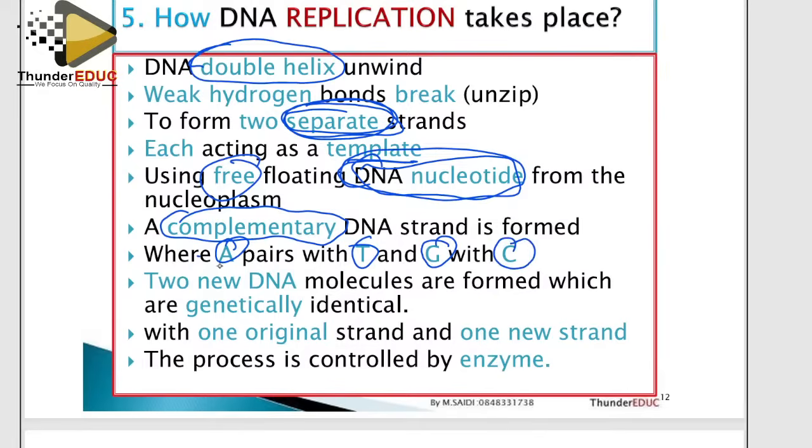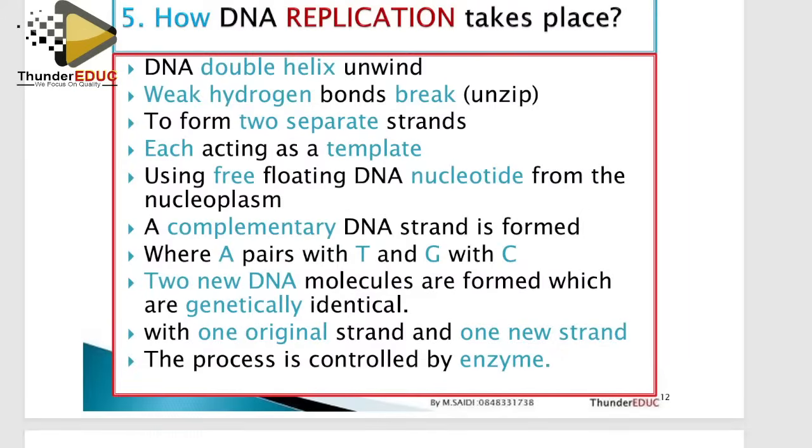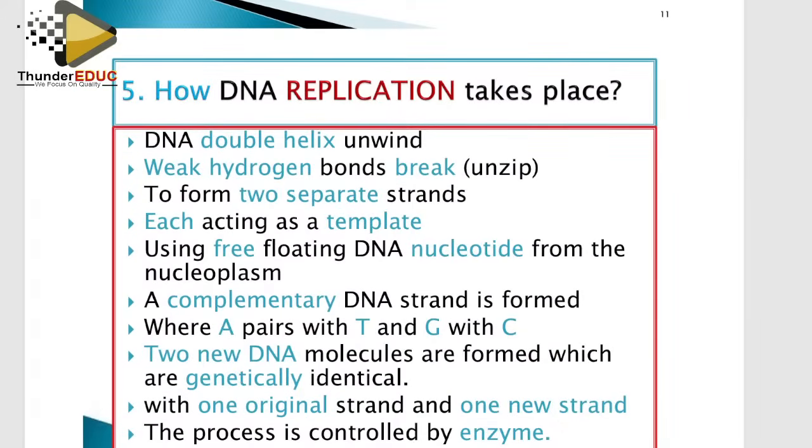Some people say that A goes with T, but in most cases we don't give you a mark when you just write like that. Write that A pairs with T and G pairs with C, or is complementary to. Two new DNA molecules are formed which are genetically identical. They are not just two new DNA; they are genetically identical, each with one original strand and one new strand. If you don't know this process, take a screenshot of it so that you're able to remember it and give yourself a tick whenever you are done.